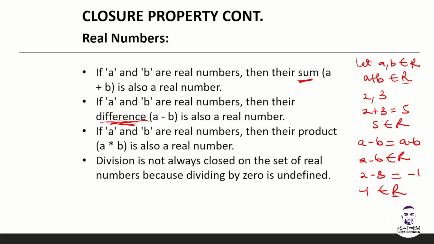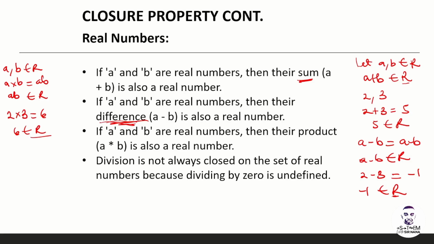Now let's consider the product. So if we have a and b, which belong to the real number system, a multiplied by b gives us ab, right? Where we know ab belongs to the real number system. Now we know that, for instance, when we are using 2 multiplied by 3, it gives us 6, and we know that 6 belongs to the real number system. So product as well is closed when it comes to the real numbers.